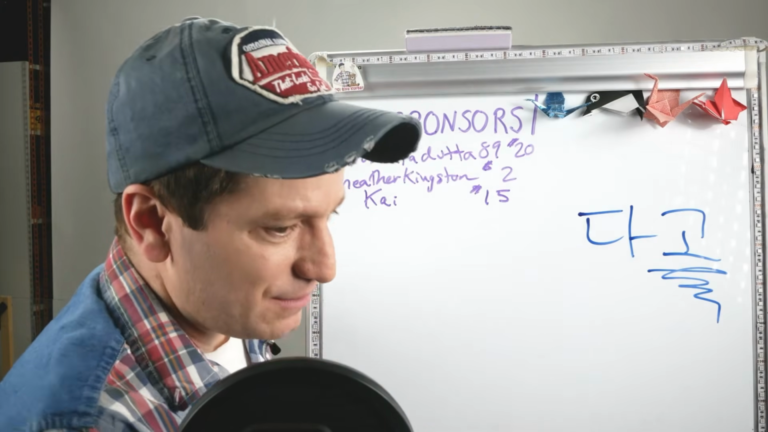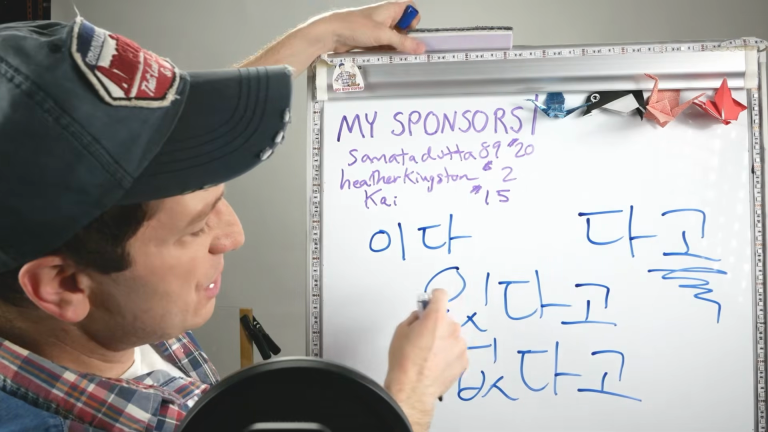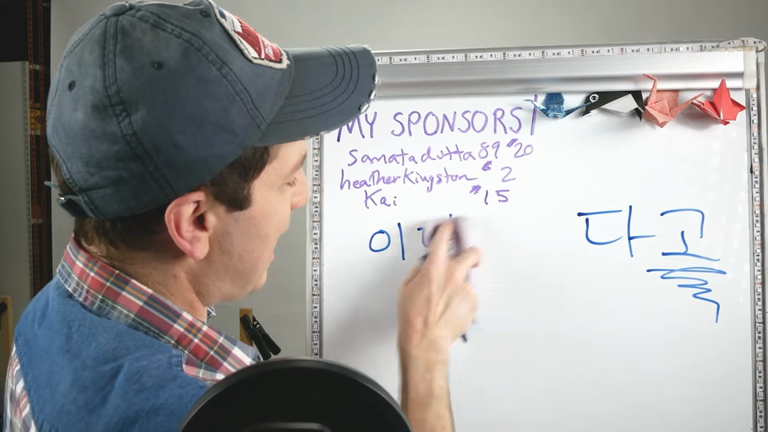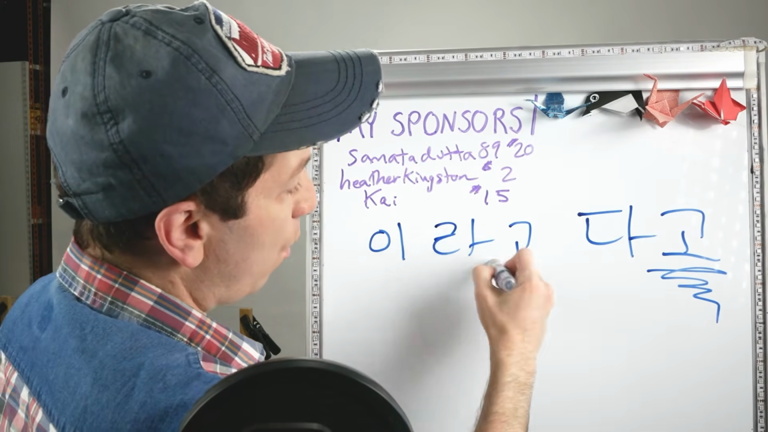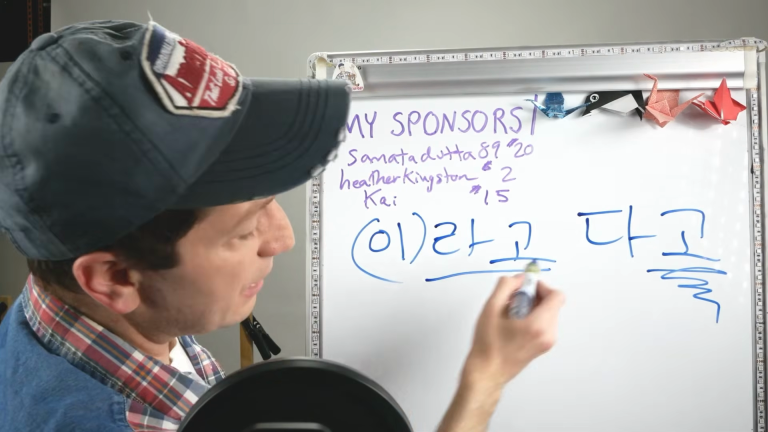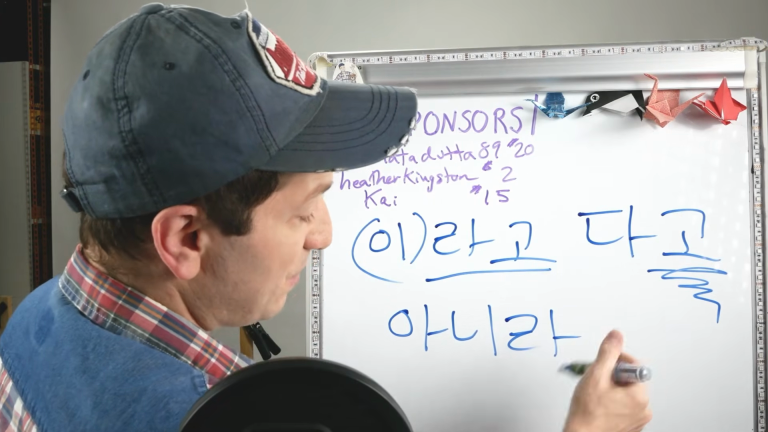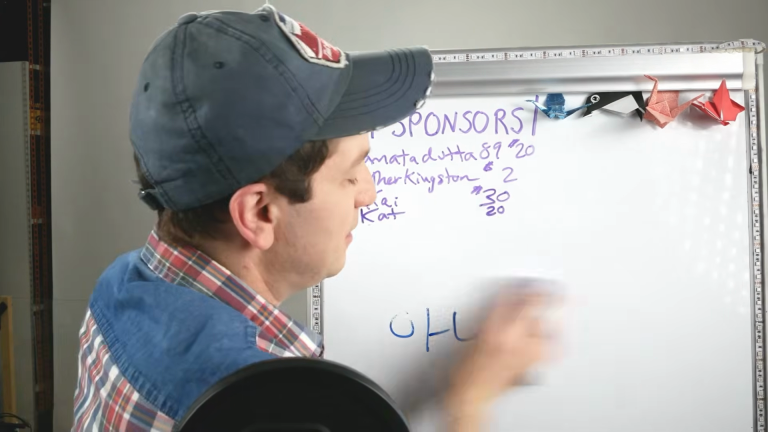There is an exception, 이다, to be. Even though it's a descriptive verb, it doesn't just become 이다고, it actually becomes 이라고 after a consonant or 라고 after a vowel. And the same goes for the verb 아니다, to not be, which becomes 아니라고.